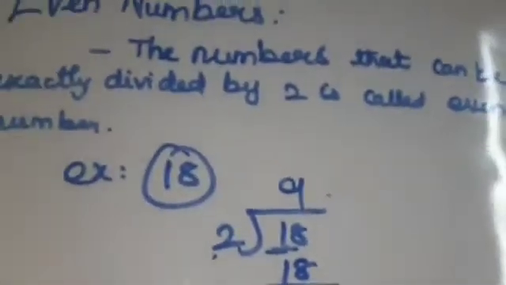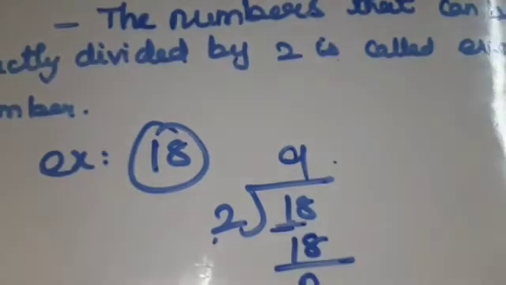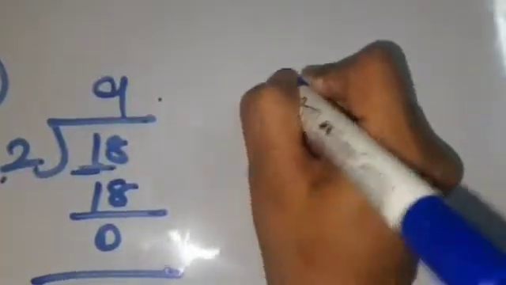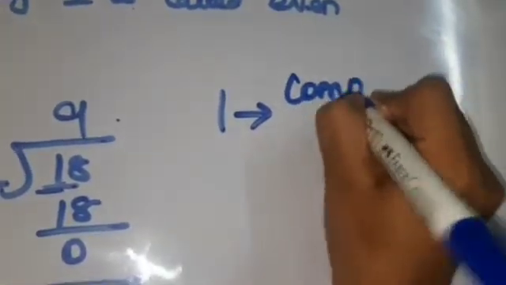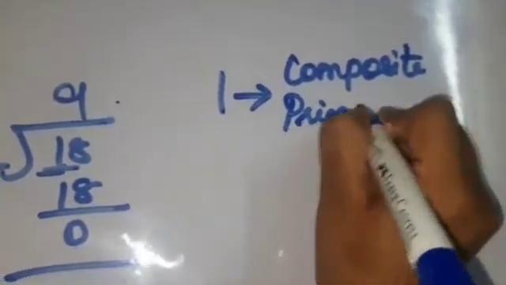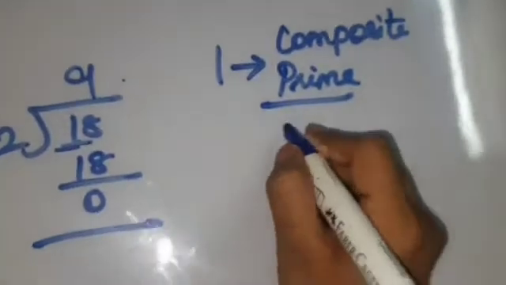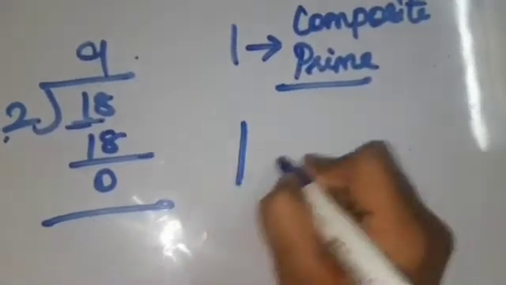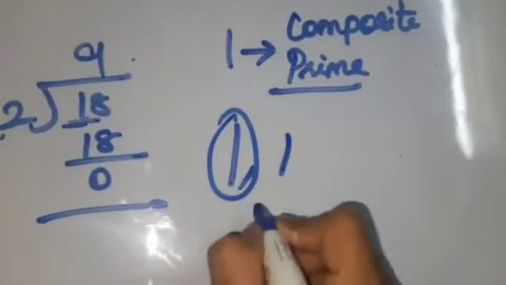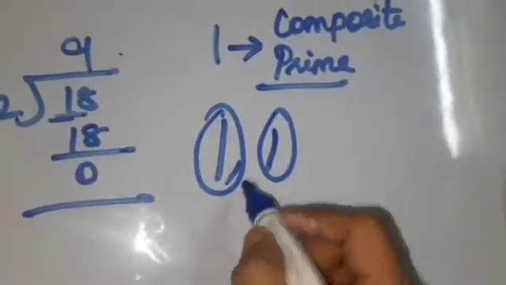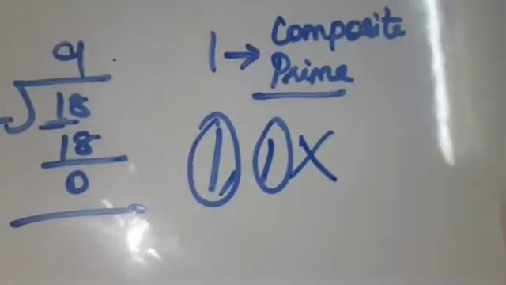So, students, you have got to know what is meant by prime number and composite number. The number 1 is not a composite number or a prime number. A prime number should have 1 and the number as factors. Here the number is 1 and the factor is also 1. So 1 is not a prime number.